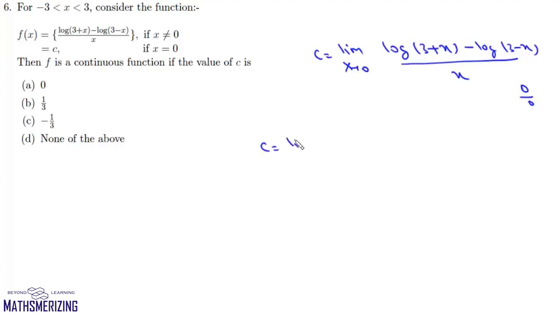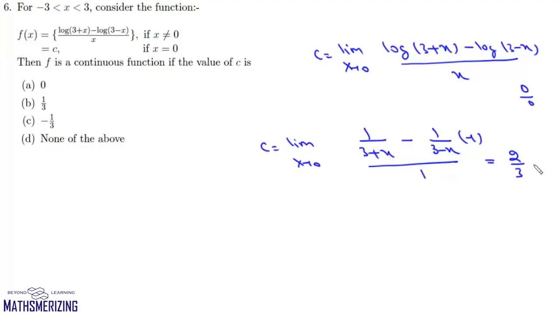We can write limit x tends to 0, and here it will be 1 upon (3 plus x) minus 1 upon (3 minus x) into minus 1, upon 1. Now we put x as 0, and we'll get this C as 2 by 3. So this function will be continuous if the value of C is 2 by 3, which is none of the above, and that's your option D.